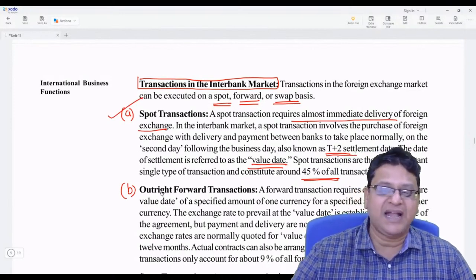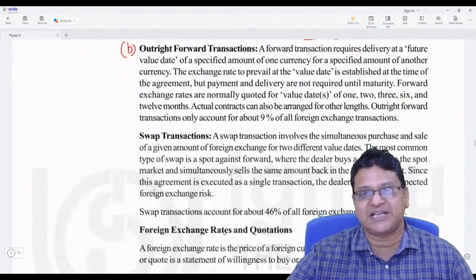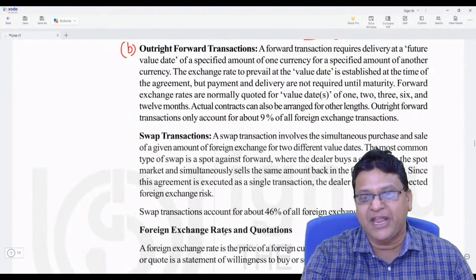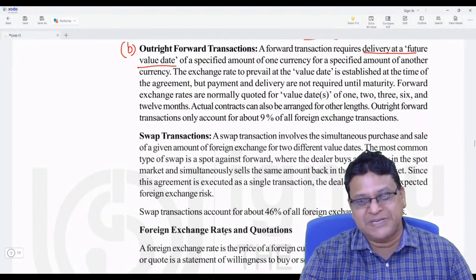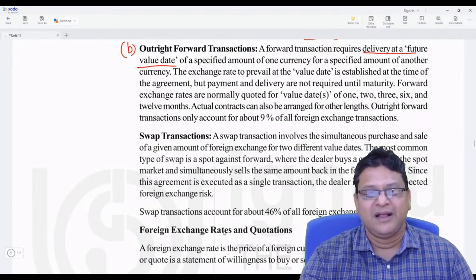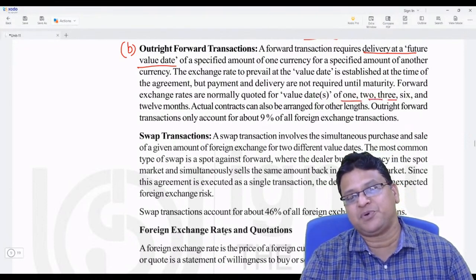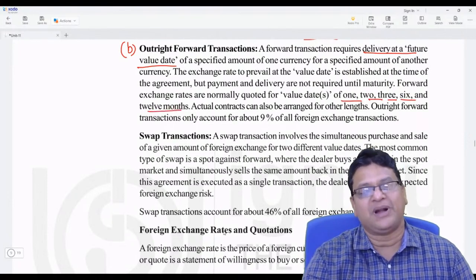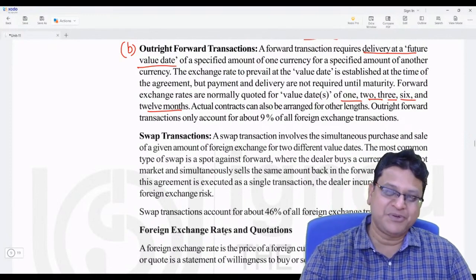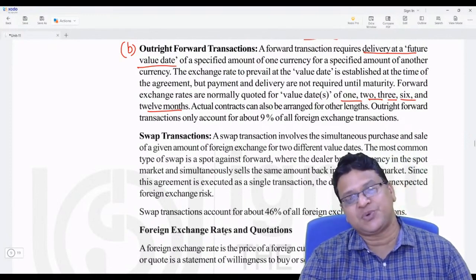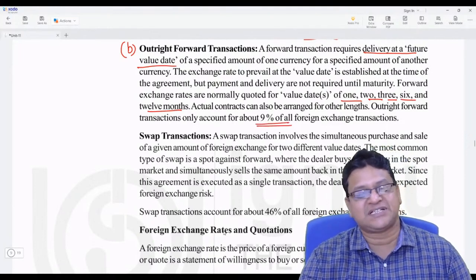Another is the outright forward transaction. What is an outright forward transaction? A forward transaction is a transaction where the delivery will be made on a future value date, and the price will be fixed today. The forward dates may be 1 month forward, 2 month forward, 3 month forward, 6 month forward, 12 month forward. So payment and delivery will be done on a future value date, but the price is fixed today, and it consists of 9% of the entire forex transactions.